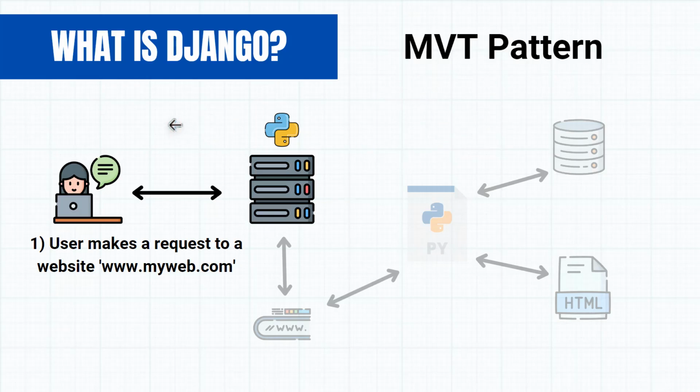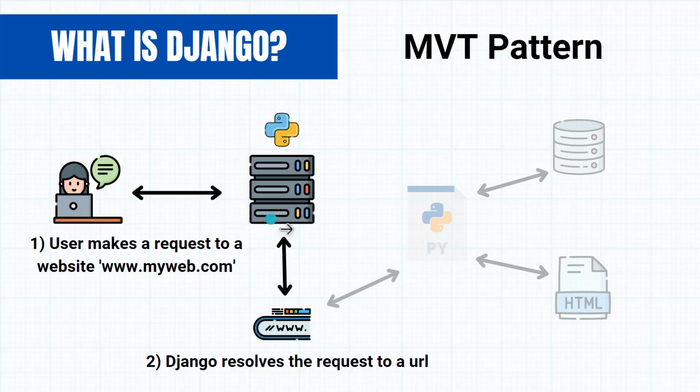So the first step is the user makes a request to a website. So they want to go to some website, myweb.com or google.com or spotify.com, some website from their browser. And that gets sent over to the server where your Django project is running. The next step is that Django resolves this request to a specific URL. So in this case, it's going to myweb.com, nothing after .com. So it's going to the home URL.